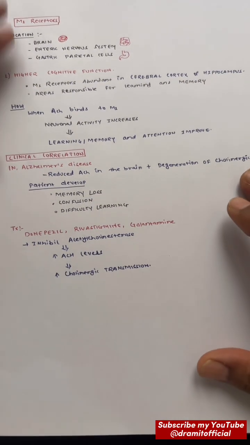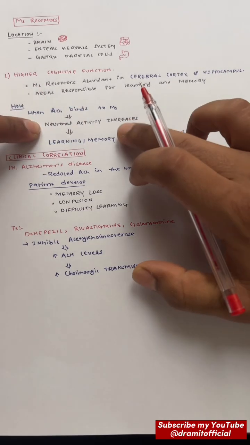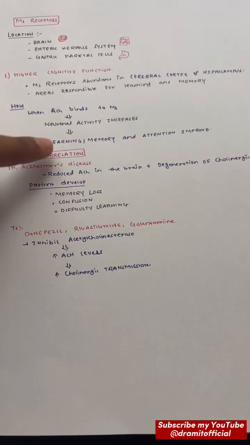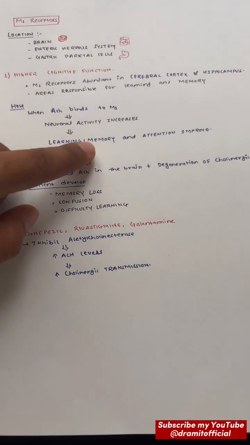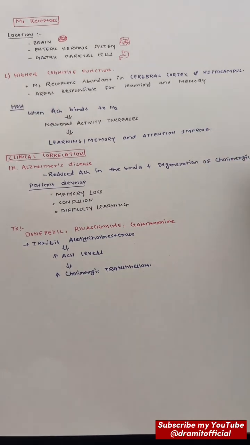So how does it actually happen? When ACH binds to the M1 receptor of the cerebral cortex or hippocampus, it increases neuronal activity, and when neuronal activity increases, it helps in learning, it helps in memorizing things, and it helps improve attention. So if any patient has no good learning response or no good memory, or if there is attention deficit, we can say that there might be a problem with the M1 receptor, or there might be less ACH to work.